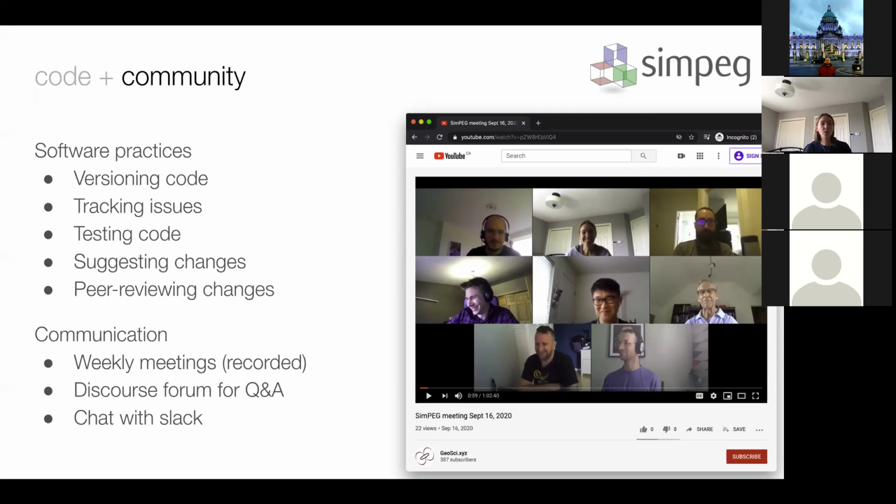We use what's called a pull request to suggest changes. That allows folks to go in and we can peer review each other's changes before we accept them into the code base that we distribute. A lot of this is common software engineering practice, and it's really facilitated by a number of tools. For example, GitHub helps us achieve a lot of these things.